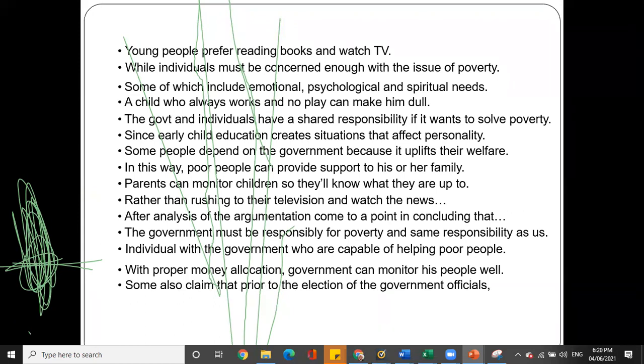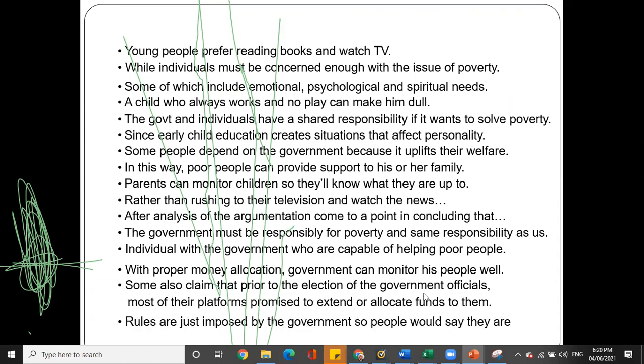Some also claim that prior to the election of the government officials, prior to the election of the government, I don't think there's anything wrong with that. Ah, there it is. Most of their platforms promised to extend or allocate funds to them. So this them is so vague. Which is this referring to? That's a referential problem.